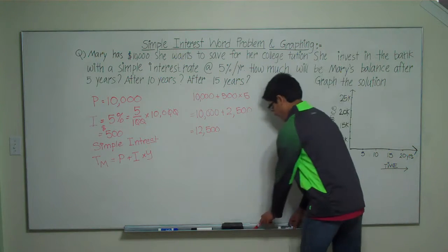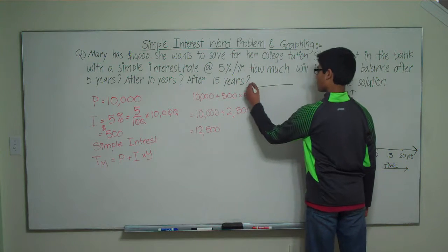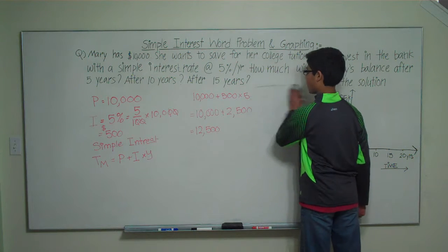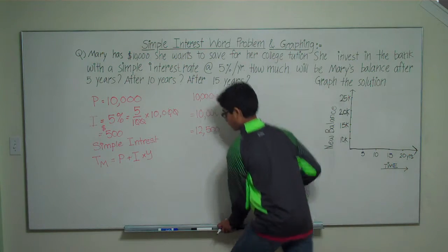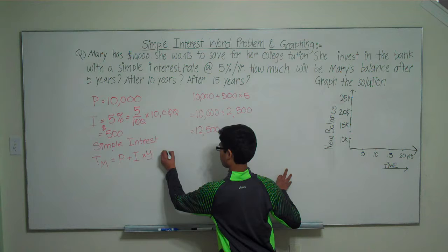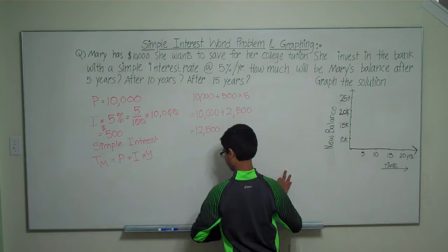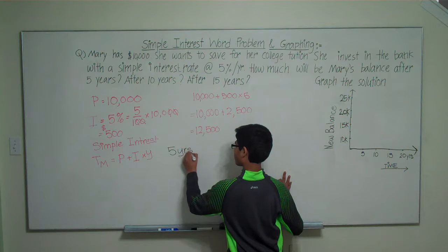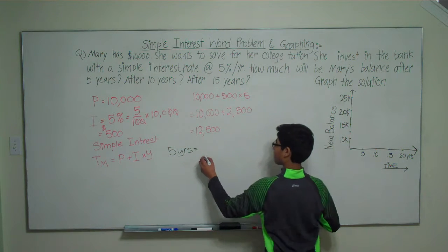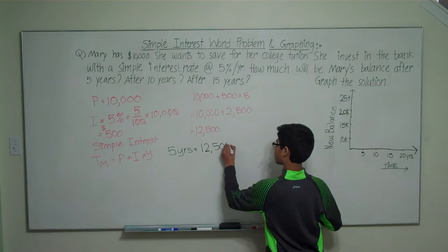So in 5 years, she saves $12,500. Let's write this answer down here. So in 5 years, she saves $12,500.